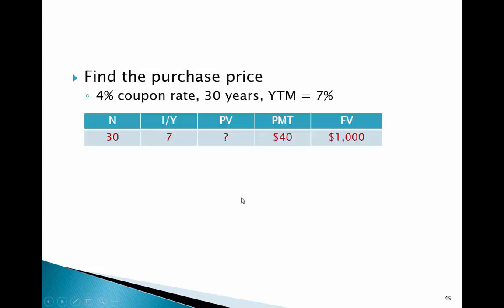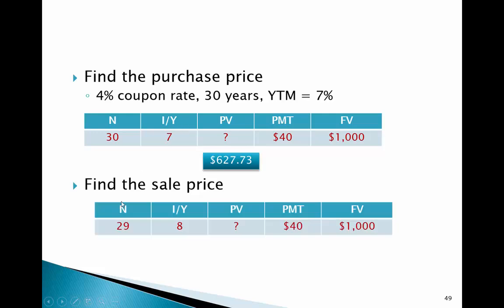I think I've got this worked out in the slides. Yes, here's how you would find the price you paid for it. Start off, it's 30 years. There's a $40 payment. There's the yield. You get a price of that much. 1 year later, we're going to sell it. Notice here that N is now 29. It's a year later. We'll sell it for that price.